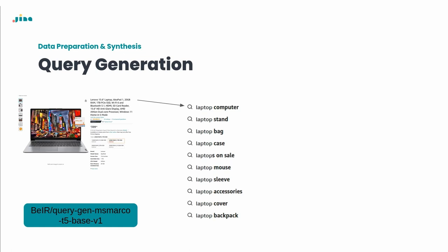The first is we do query generation. So when we have articles, we generate queries out of them. We used in our experiments the T5 model for the English ones, and for the German ones, I don't know from the top of my head.